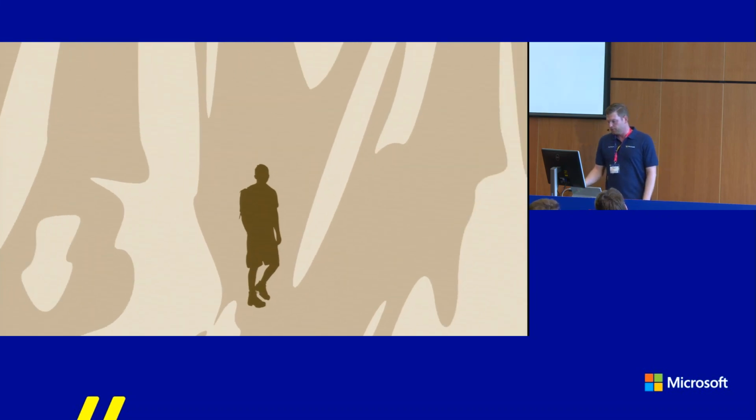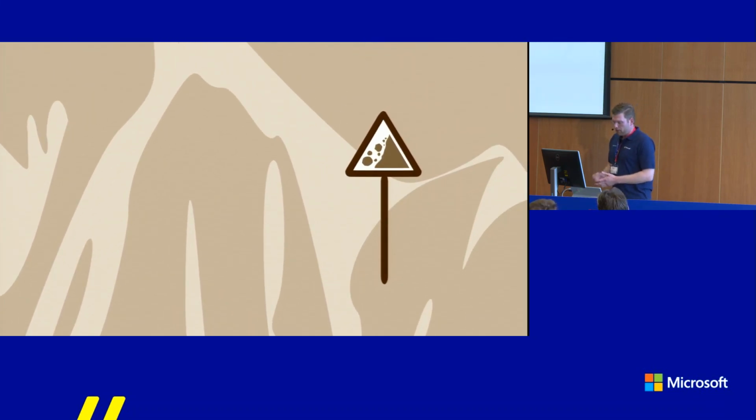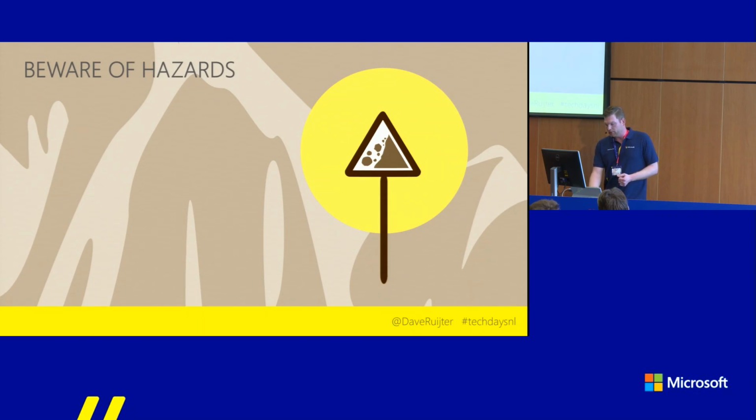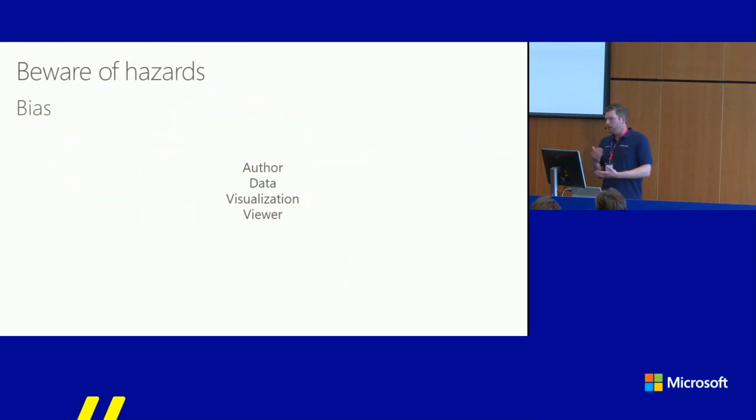Next step in our journey, on our way up to the mountain, is beware of hazards. There can be a lot of bias in the author, who maybe already knows something about the data and navigates through the report, visualizes the report in a certain way, but it can be wrong. The data can push you in a direction, but if you don't know the data 100%, and probably you don't, it can also lead you in the wrong direction. And viewers can have a really strong bias as well.